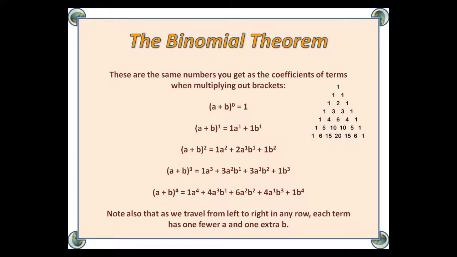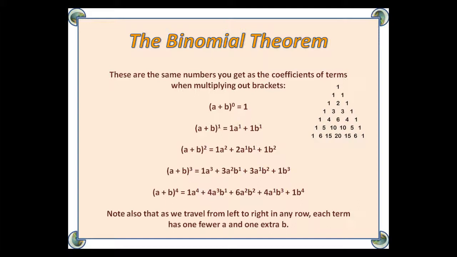These would be the same numbers you'd get as the coefficients of terms when multiplying up brackets. So (a + b)^0 is just 1, because anything to the 0 is 1. (a + b)^1 is just itself, so that's 1a^1 + 1b^1. (a + b)^2 is (a + b)(a + b), so you get 1a^2 + 2a^1b^1 + 1b^2, and so on down there. And if you look at the coefficients, they're the same as the numbers you get in Pascal's triangle.